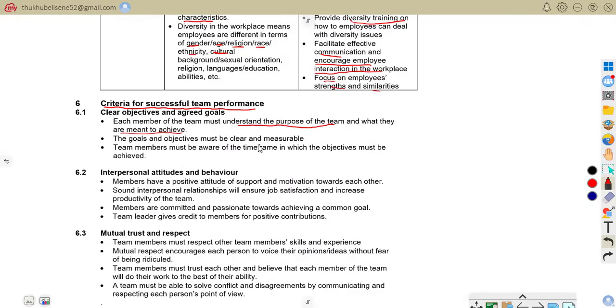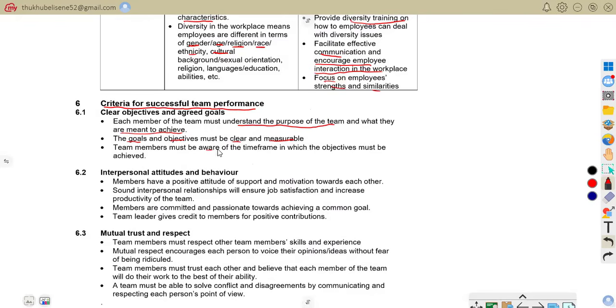You need to know the purpose of the team. Why do we have this team? And what they are meant to achieve. The goals and objectives must also be clear and measurable. Make sure that the goals are clear and measurable.